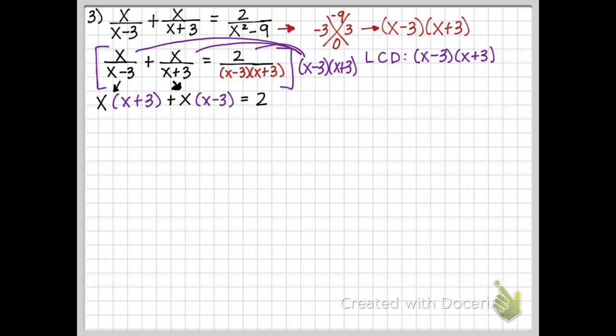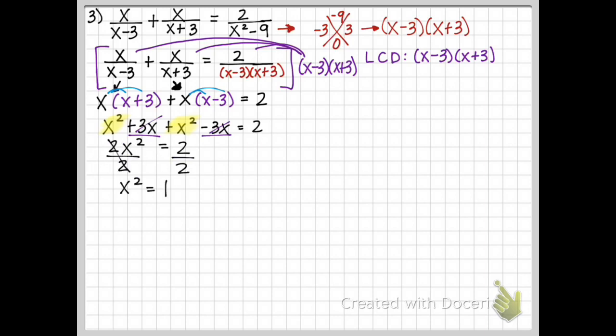Okay? So distribute that x to each piece. X times x is x squared. X times 3 is 3x. Here x times x again is x squared. X times -3 is -3x equals 2. We're going to combine like terms. X squared plus x squared is 2x squared. And this cancels. Positive 3x minus 3x just cancels at 0. And then equals 2. So I just brought this 2 down, equals 2. I'm going to divide each side by 2, and I have x squared equals 1.